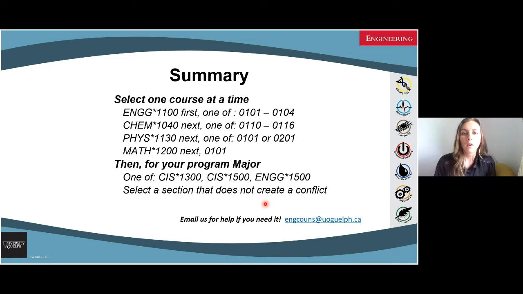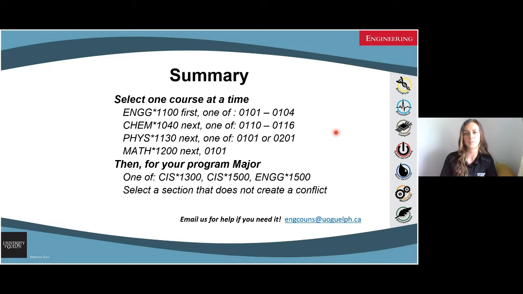Oh, there we go. Okay, so in summary, the best way to go about course selection is to select one at a time. It can be very overwhelming to select them all and then get course conflicts and you don't know where to start taking it apart. So select your ENGG 1100 first, choose one of the sections, then choose your Chem 1040. Again, choose one of the sections, Physics 1130, and then your Math 1200. Then for your final selection, choose the CIS 1300, 1500, or ENGG 1500. And then hopefully you've got a timetable that doesn't create a conflict.